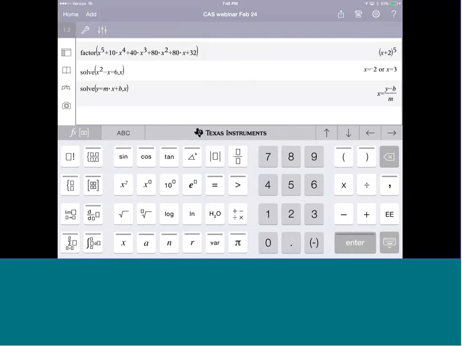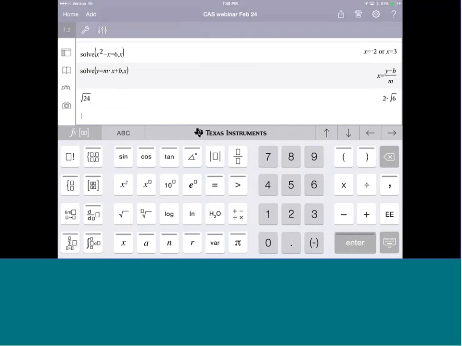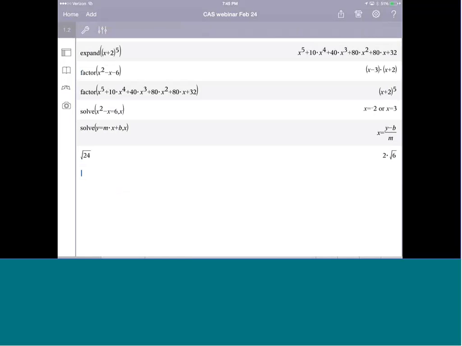That's a simple one it'll do, kind of nasty ones also. Another thing it'll do is if I want to talk about, say, radical 24, this isn't going to give me 4.9 something. It's actually going to simplify it to 2 radical 6. So that's some of the things on the algebra menu. Since I knew we didn't have a whole lot of time, I did some other ones.